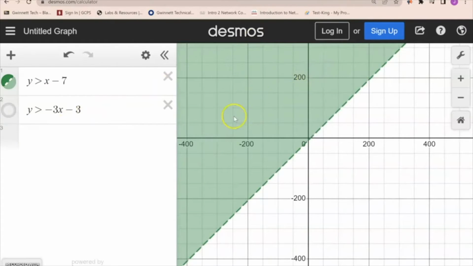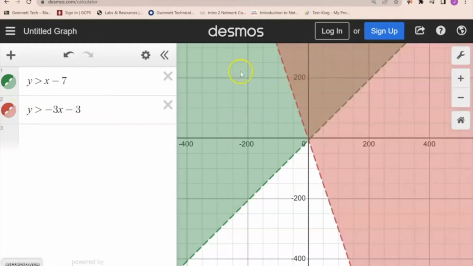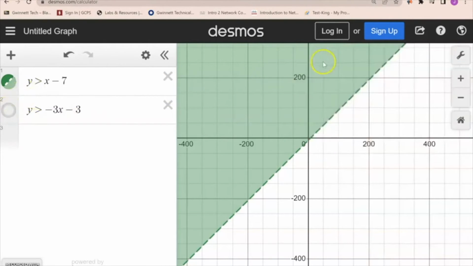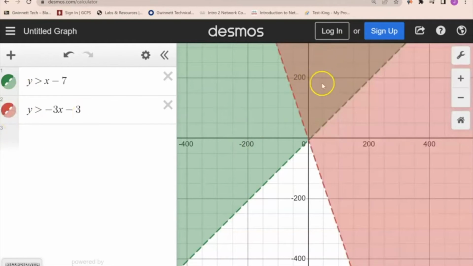Where does red intersect with green? Where do red and green go together? If I put the red one back, it happens right here. Okay, so I'm going to take that off again. So here's green. Where does red hit green? Right here. So when I go into my answer, I'm looking for anything inside here.